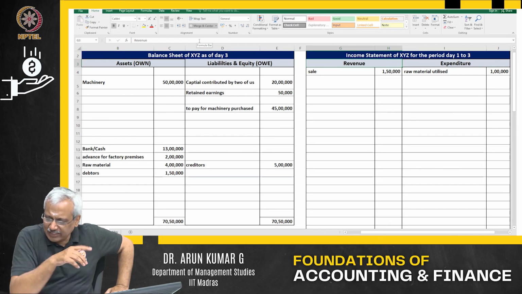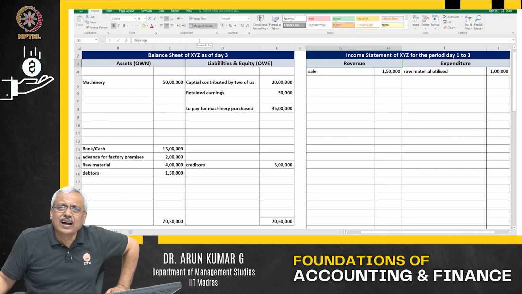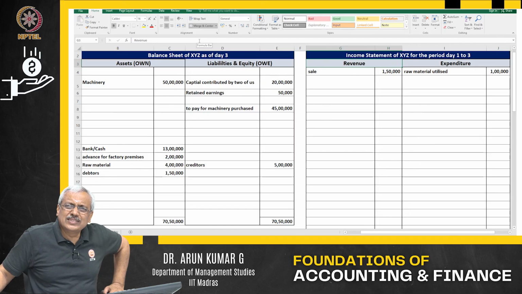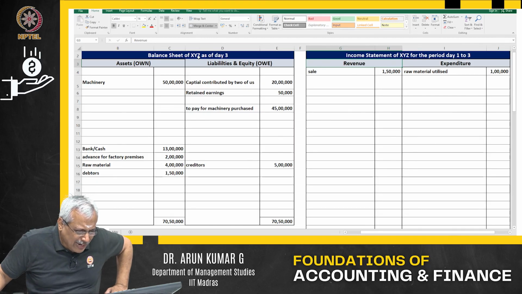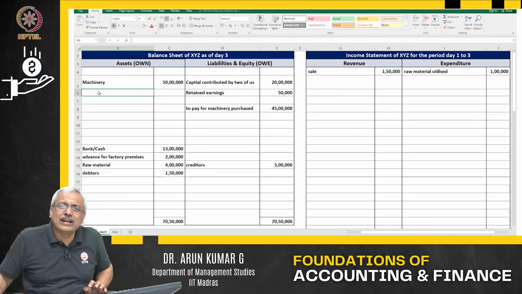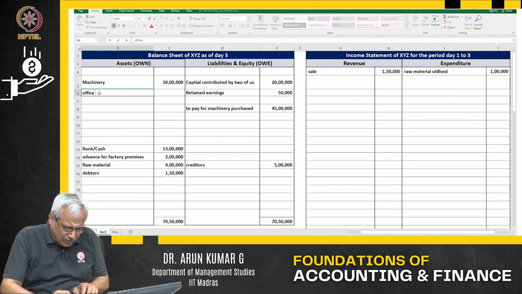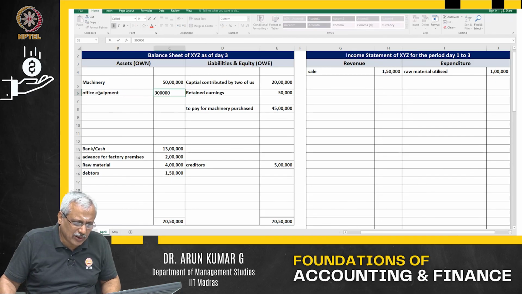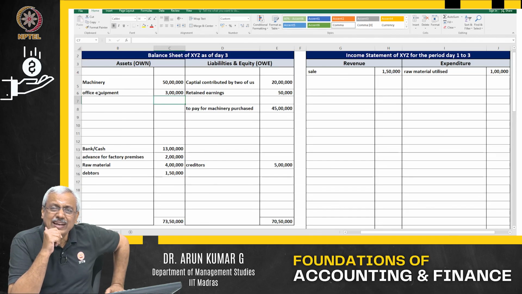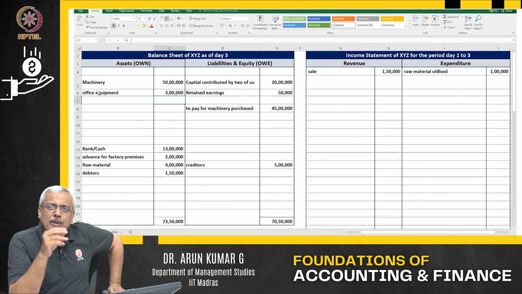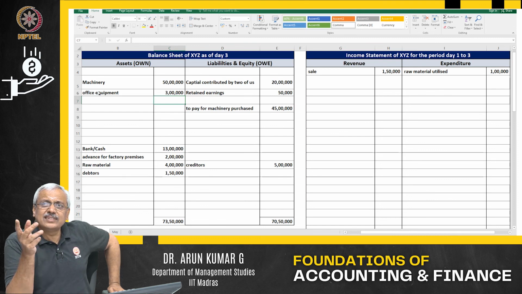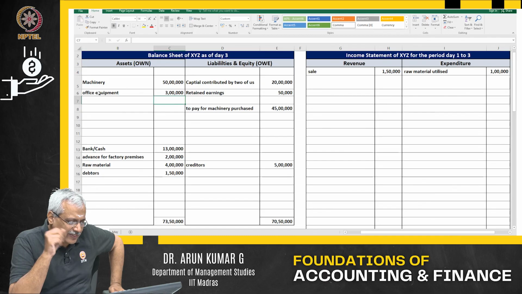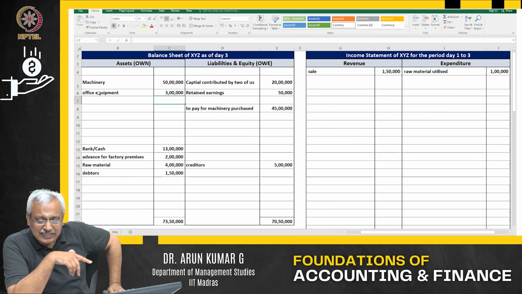So what is the worth of the office equipment? 3 lakhs or 300,000. Who owns the office equipment? It is owned by the company XYZ. So the company owns office equipment worth 300,000, or 3 lakhs, whatever you might want to say. Now what is happening? Sir, is it not an expenditure? There is a question. Why are you writing it as an asset? Is it not an expenditure?